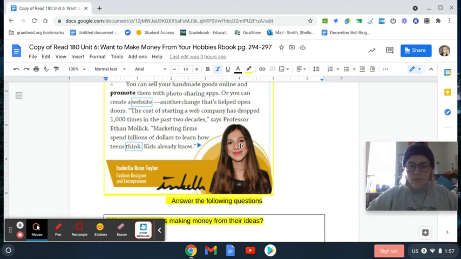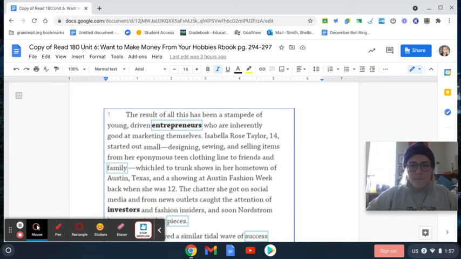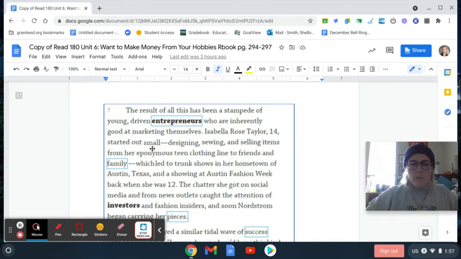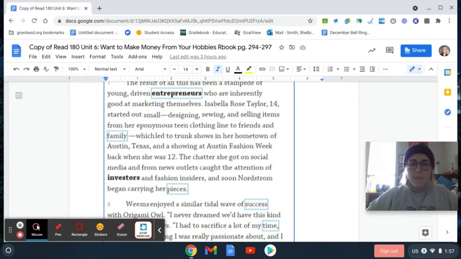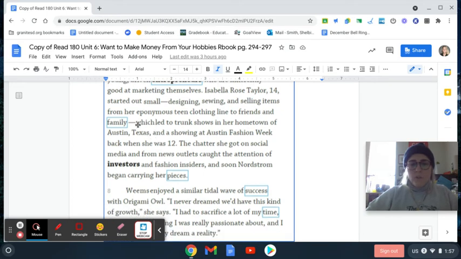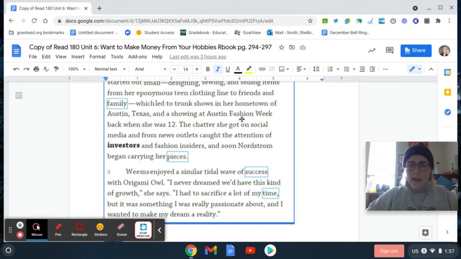She's a fashion designer. So she's 14, started out small, designing, sewing, and selling items from her eponymous teen clothing line to friends and family. So she liked to sew and make clothes, and she started out by selling them to friends and family, right? But she then started doing what's called trunk shows right here. So she started trunk shows in her hometown of Austin, Texas, and had a showing at Austin Fashion Week back when she was 12.